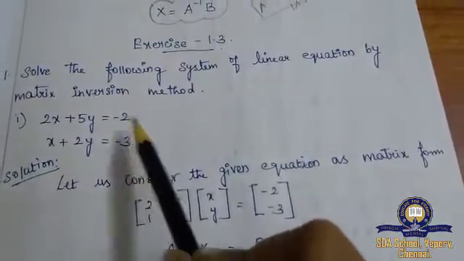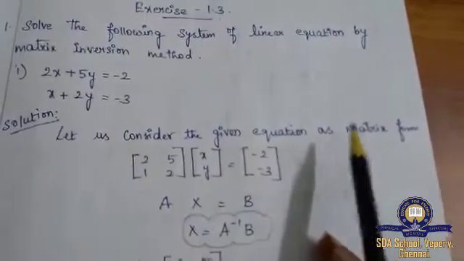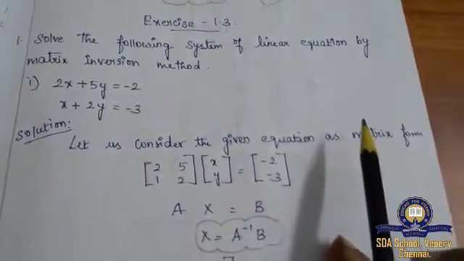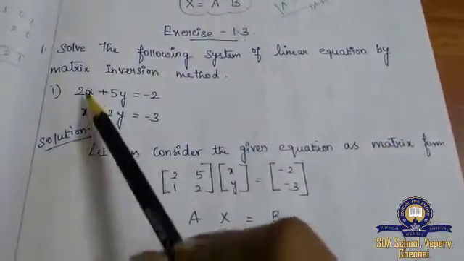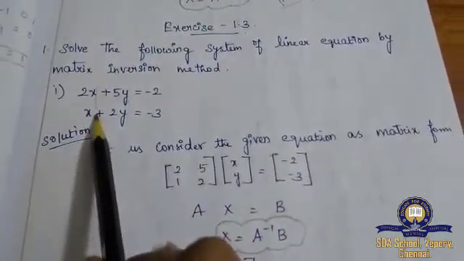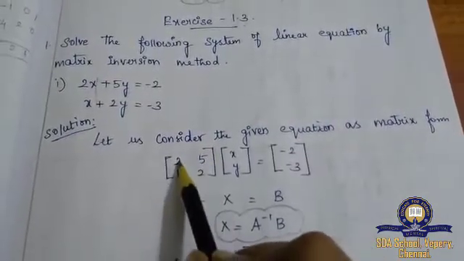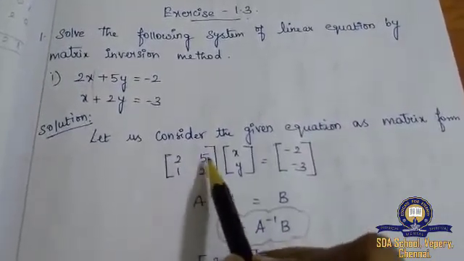First I need to make this into matrix form. I'm going to consider the given equations in matrix form. So how will you do it? We have to take the coefficients. This is like your row value and this will be your column value. See here, it is 2 and 5. The first is your x coefficient and the second is your y coefficient.